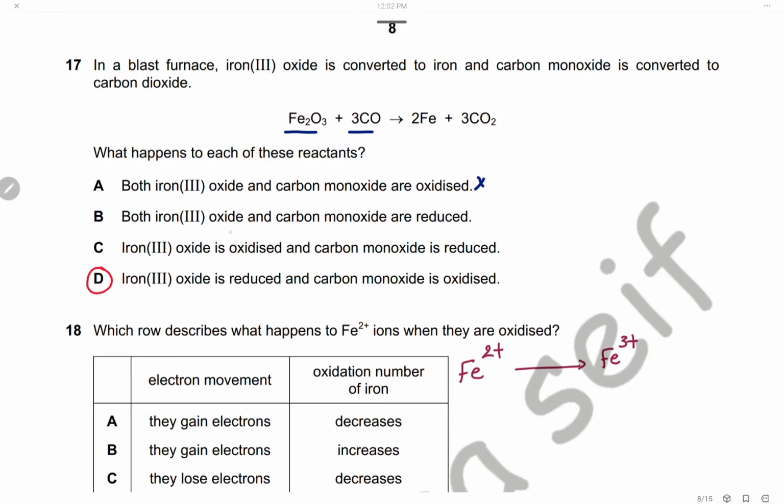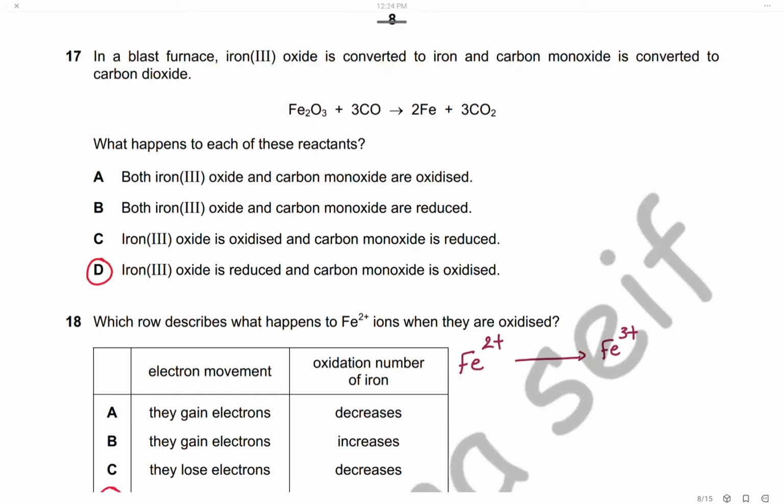Both iron 3 oxide and carbon monoxide are reduced. This is also wrong. Here, iron loses oxygen, so iron is reduced. Carbon monoxide gains oxygen, so carbon monoxide gets oxidized. The answer is D. Iron oxide is reduced and carbon monoxide is oxidized.